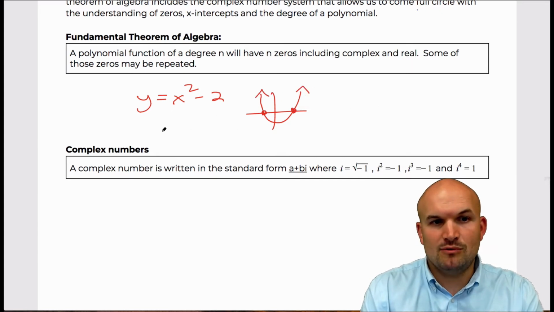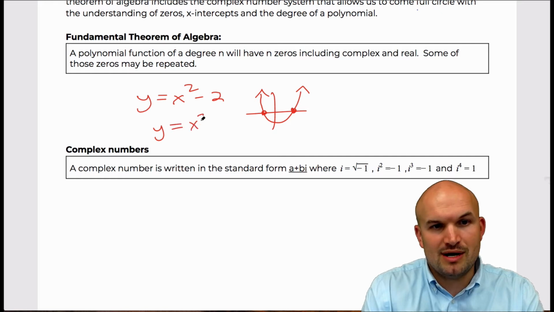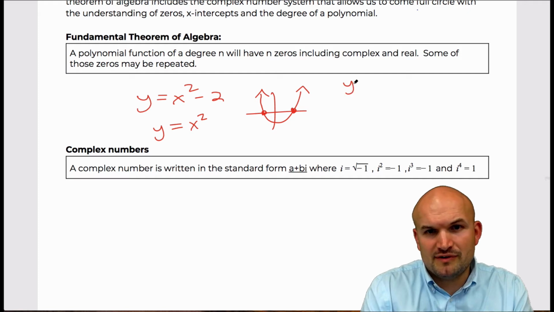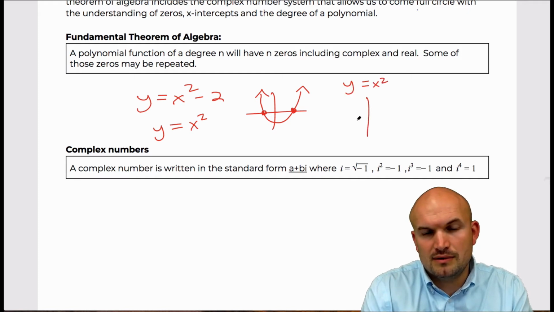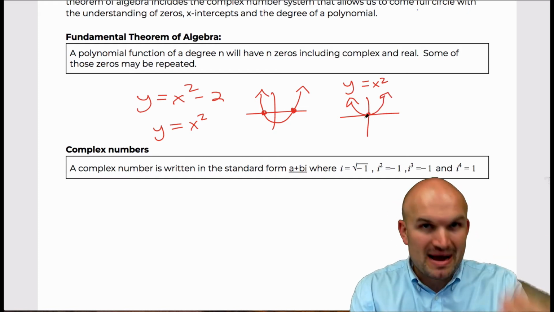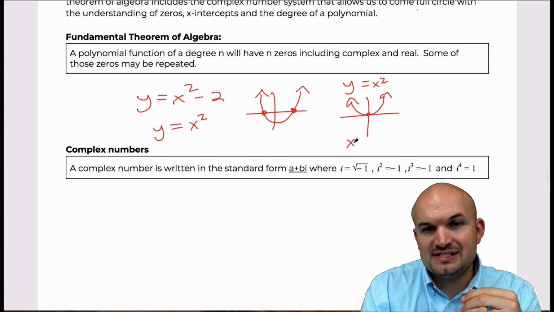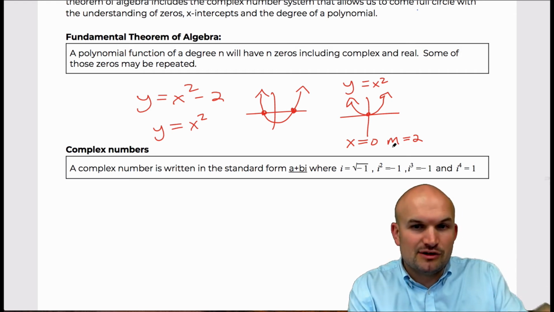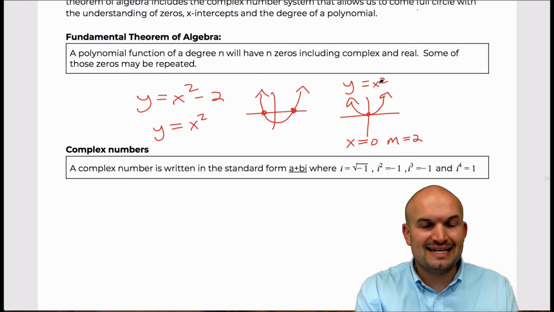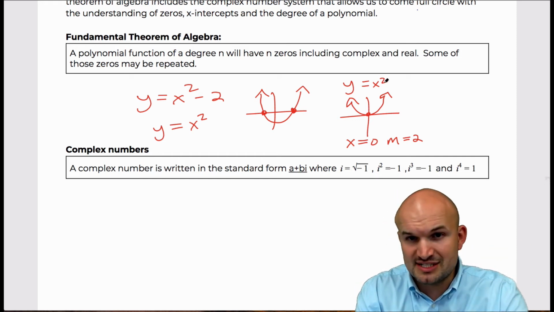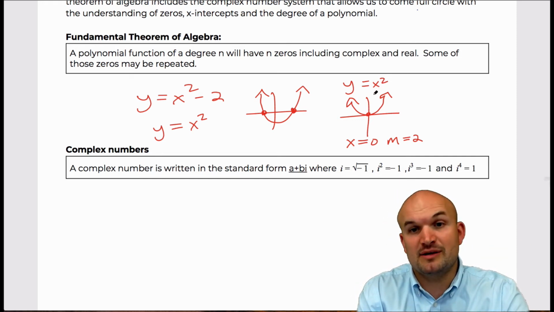But then we also looked at, well, what about y equals x squared? Let me write over here. Y equals x squared. That has only 1 zero. It only crosses at x equals 0, but it bounces, right? So what that means is you have a zero at x equals 0, but you have a multiplicity of 2. So that means the zero is repeated. So it still satisfies the fundamental theorem of algebra.